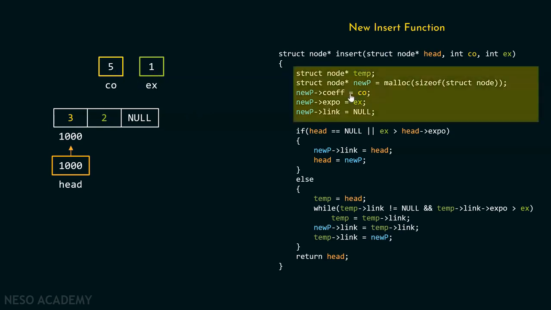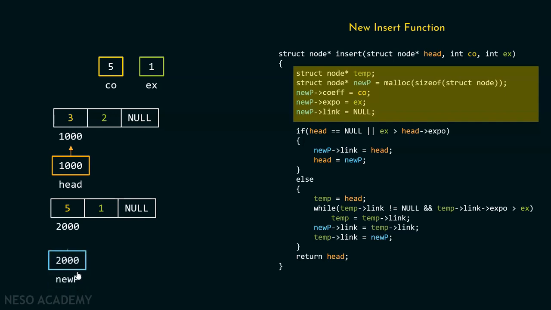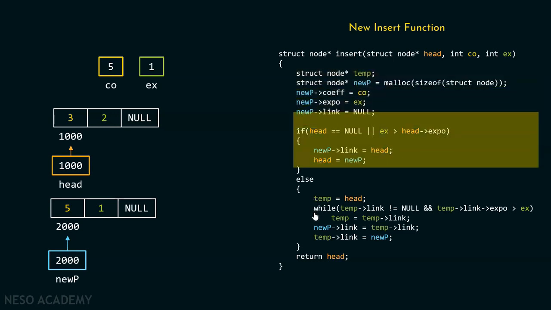Let me just evaluate this piece of code. This means we'll create a new node and the address of this node is 2000. And obviously this time new p pointer is pointing to this particular node. Here you can see this particular node has the coefficient 5 and the exponent 1, as co is containing 5 and x is containing 1. After this, this piece of code will not get evaluated because head is not null and the exponent part of this node is not greater than the exponent part of the first node, right? Therefore, this piece of code will not get evaluated. Hence, the else part will get evaluated.